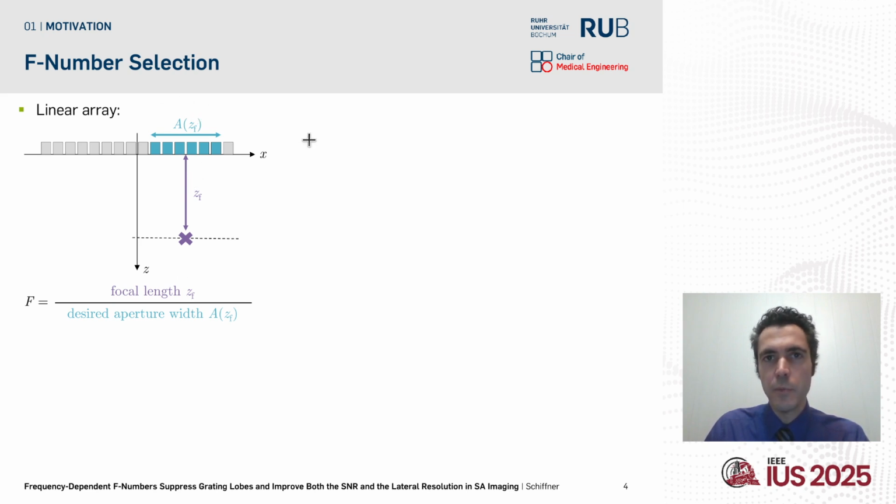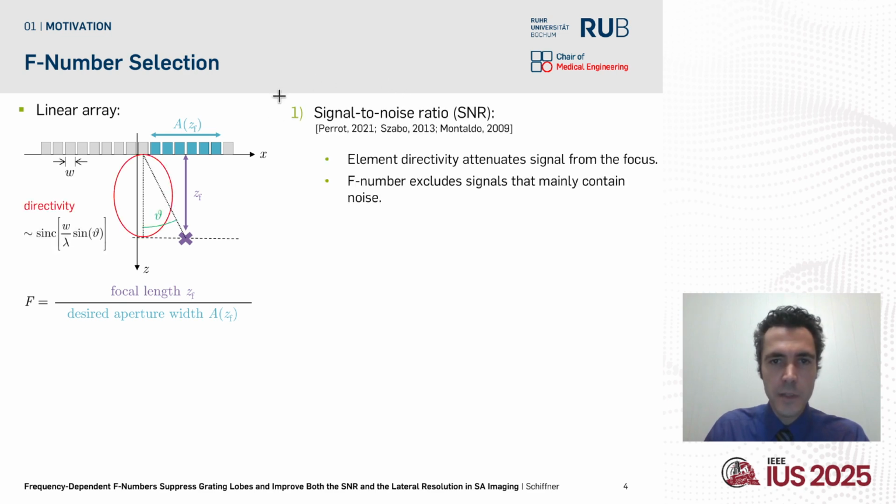Two methods have been proposed in the literature to compute F-numbers. The first method uses the signal-to-noise ratio. The elements of the linear array have a directivity that is proportional to a sinc function. This directivity attenuates the signals from the focus. The F-number excludes signals that mainly contain noise.